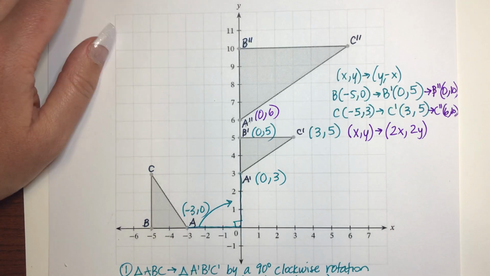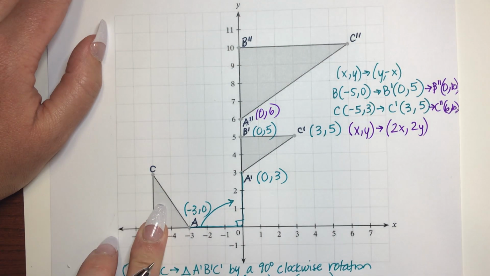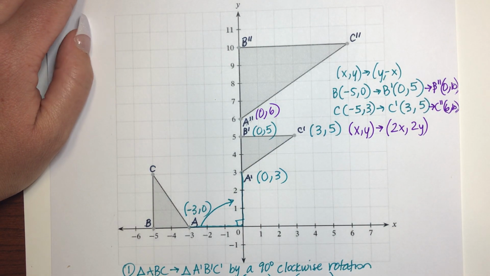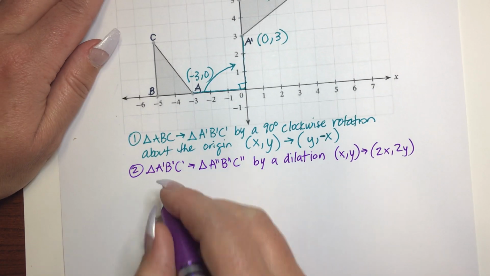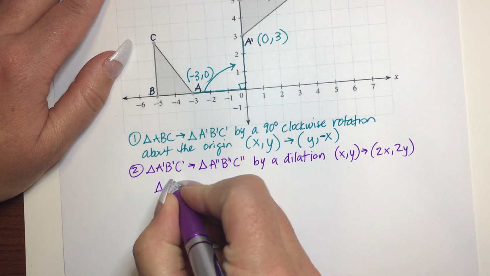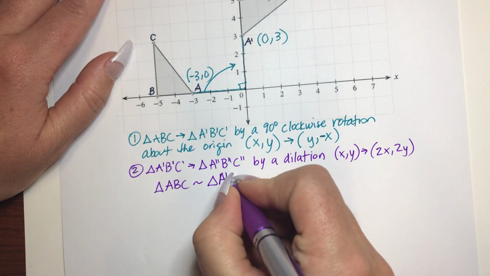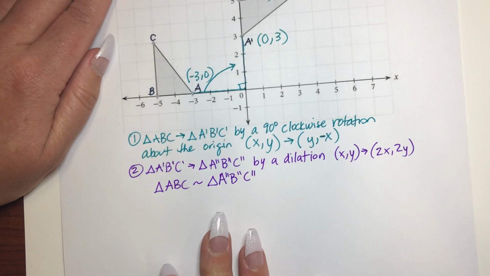And then the last thing, it says tell whether the figures are similar or congruent. From here to here, there's definitely a change in size. The shape is the same, but the size is different. So we can say that those two triangles are similar. All right, and that's our answer.